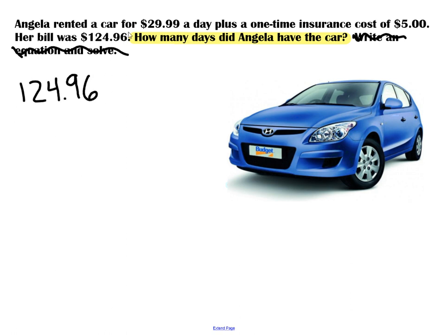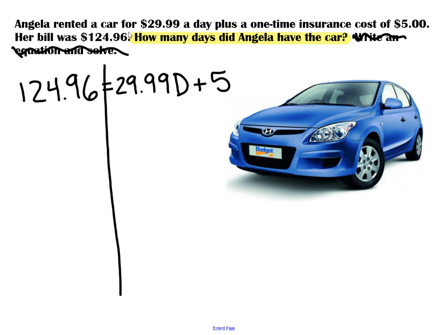Now, we don't know how many days she rented it, so we're going to say it was $29.99 per day. I'm going to call that D for day, plus a one-time fee of $5. And we're trying to figure out how many days she had the car, so I'm going to go ahead and solve this equation. My first thing that I'm going to do, subtract 5 on both sides.